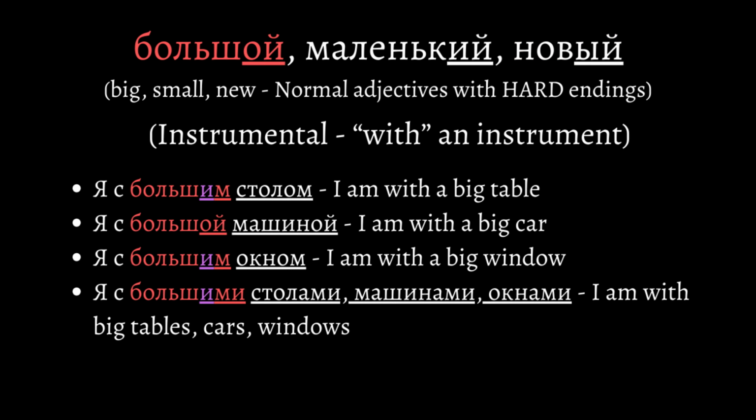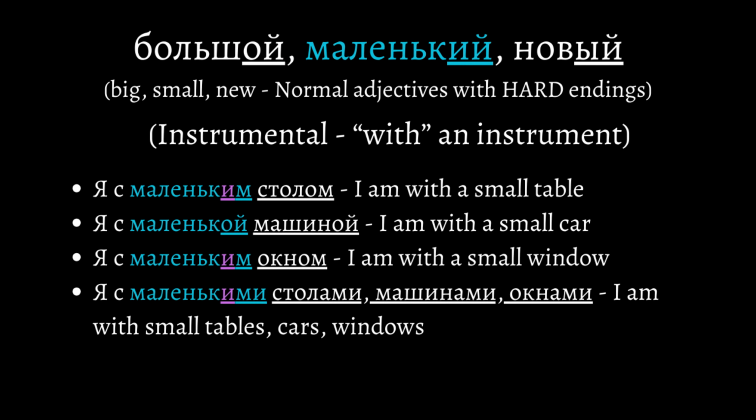Here, we have the adjective большой in the instrumental, and this is the sentence that I will use. Я с большим столом, я с большой машиной, я с большим окном, and я с большими столами, машинами, окнами. The endings match because they're all in the instrumental, but they have more exceptions using и instead of ы. Now, try to replicate these phrases, but with the adjective маленький. This is what it's going to look like, and there are also more exceptions in this one. Now, try it with the adjective новый.